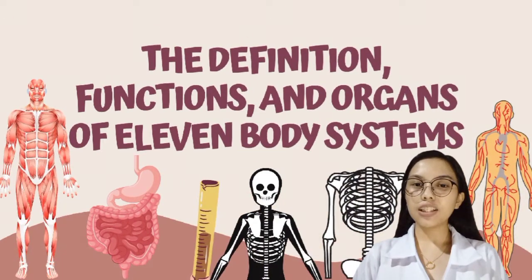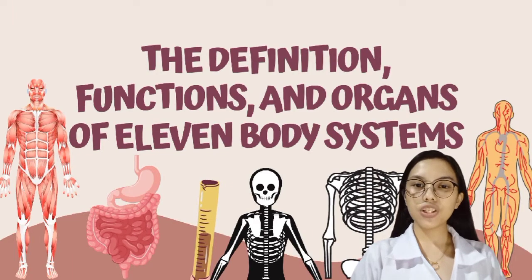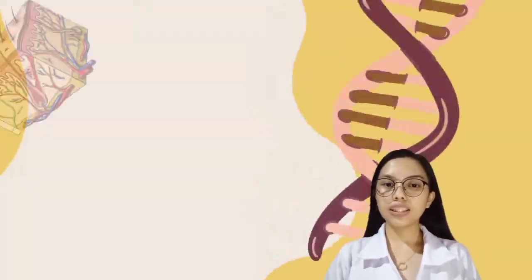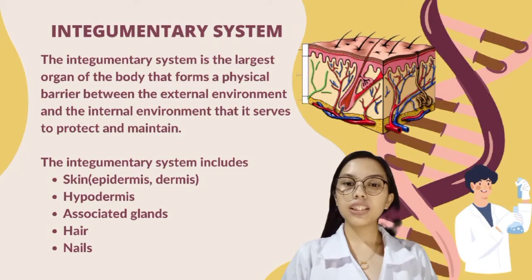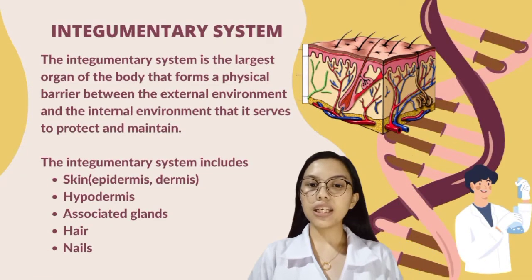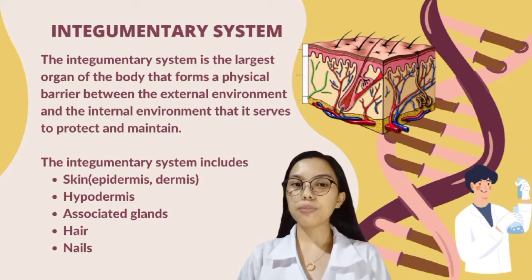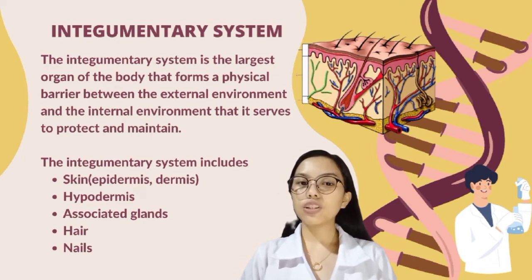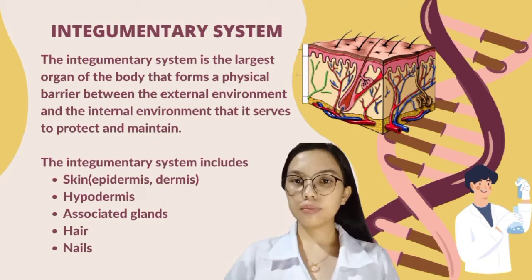Now let's discuss the different body systems and their definition, function, and organs. First is the integumentary system. The integumentary system is the largest organ of the body that forms a physical barrier between the external environment and the internal environment that it serves to protect and maintain.